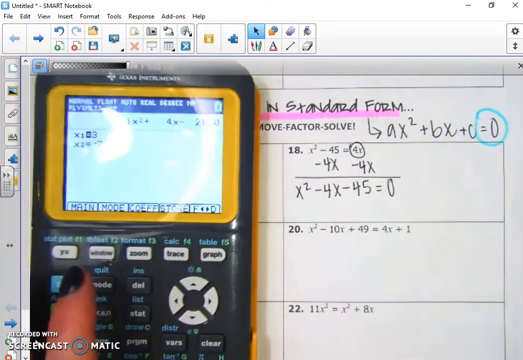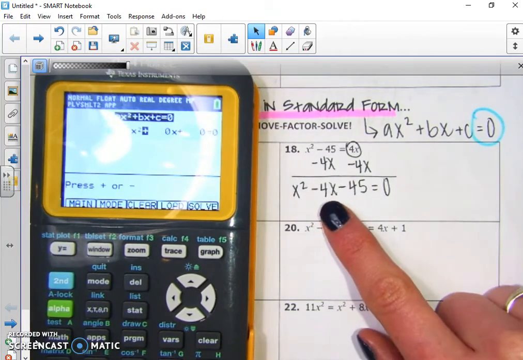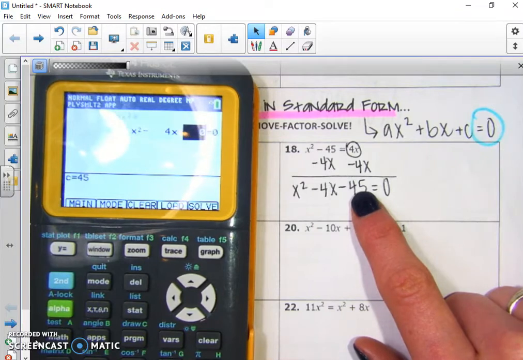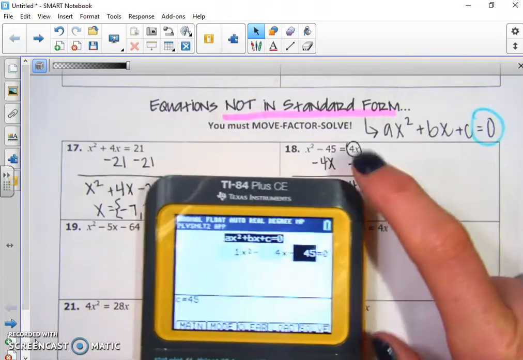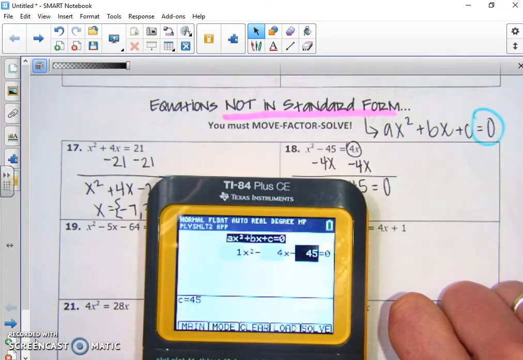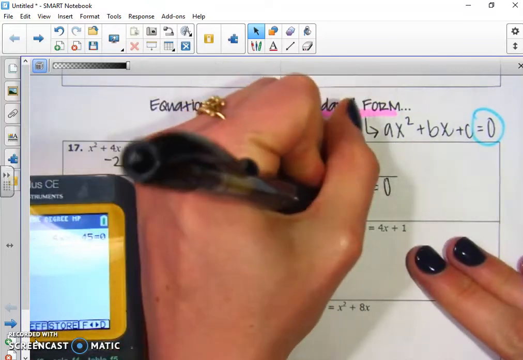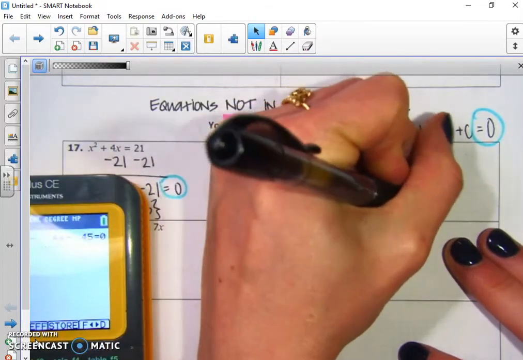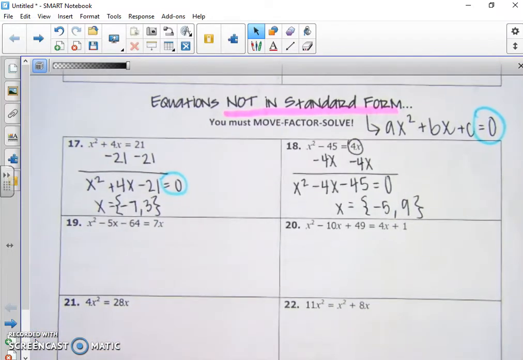Okay, let's do this. Go ahead and put that in our app, clear those out. We've got 1x squared minus 4x, oopsies, minus 45. So 1x squared minus 4x minus 45. Sorry, that's kind of hard to see. Let's see what we get. Negative 5 and 9. So we'll say that our solutions are negative 5 and 9. So that's it.